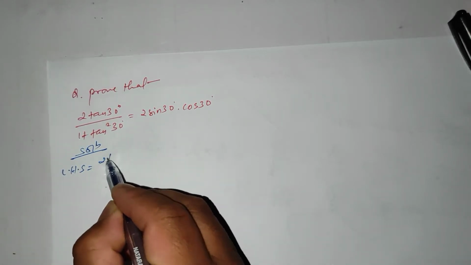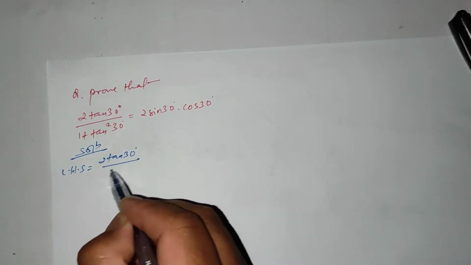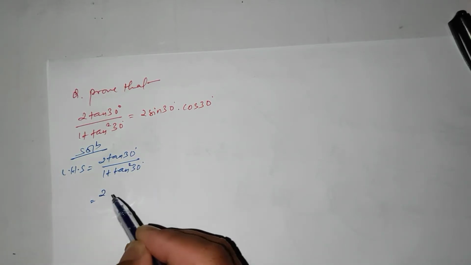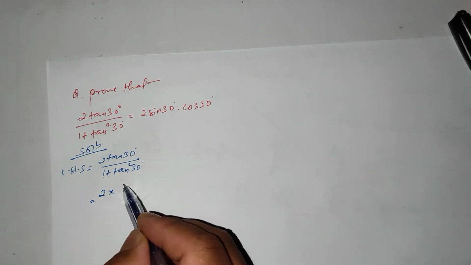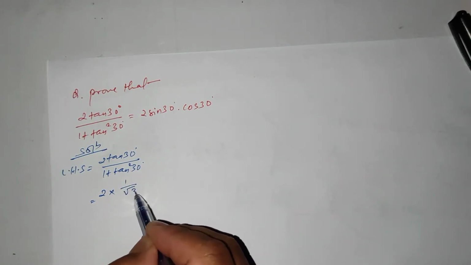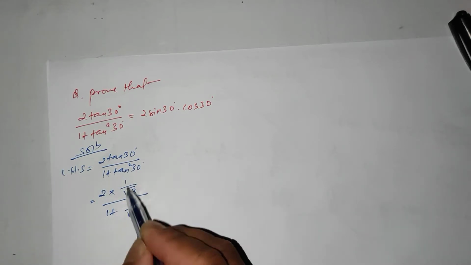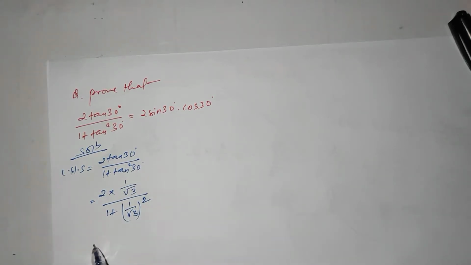LHS equals 2 tan 30 degree divided by 1 plus tan square 30 degree. Tan 30 degree means 1 by root 3. So 2 into 1 by root 3 divided by 1 plus (1 by root 3) square. 2 ones are 2, so 2 by root 3, divided by 1 plus 1 square is 1, root 3 square is 3. 2 by root 3, take LCM, 3 ones are 3 plus 1, 4, 4 by 3.